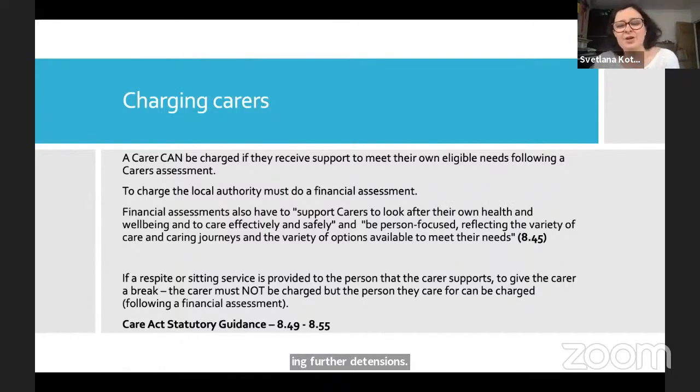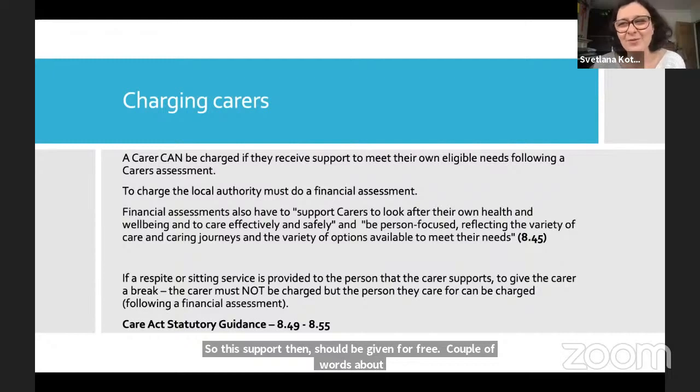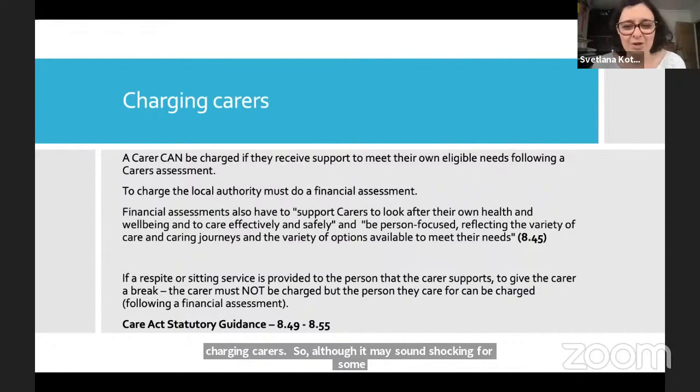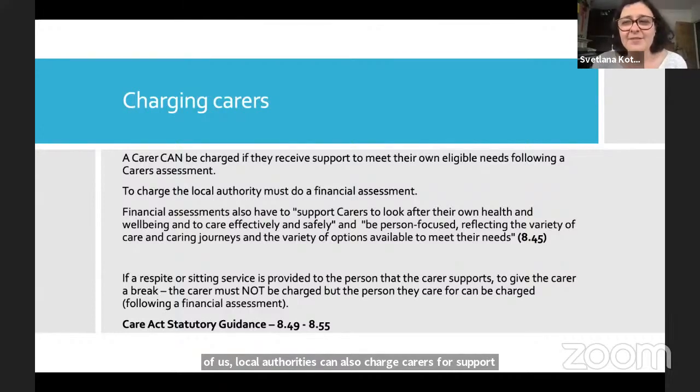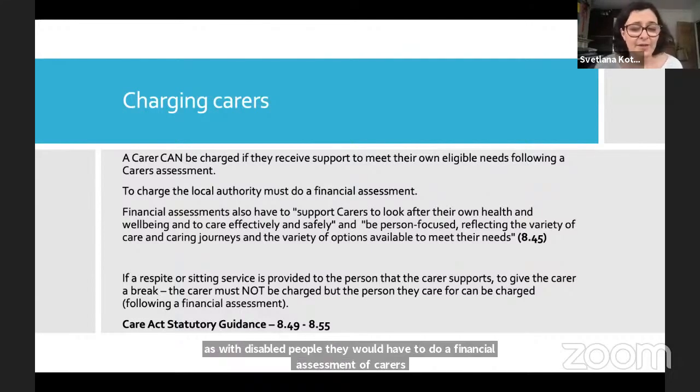A couple of words about charging carers. Although it may sound shocking for some of us, the local authority can also charge carers for support that it gives them. And again, the same as with disabled people, they would have to do a financial assessment of carers' finances if they decide to charge.